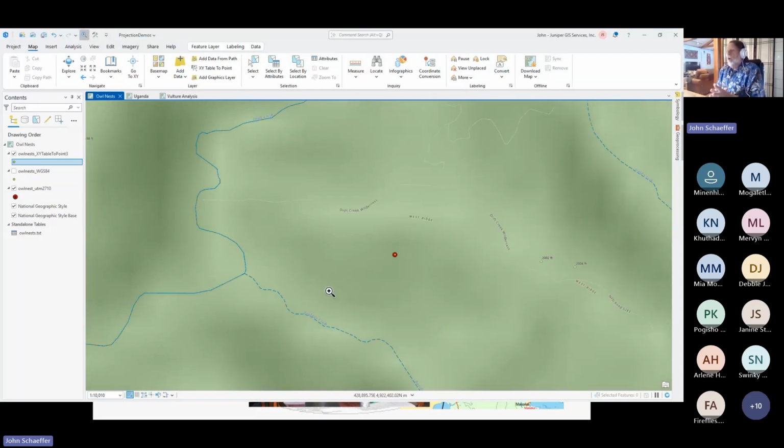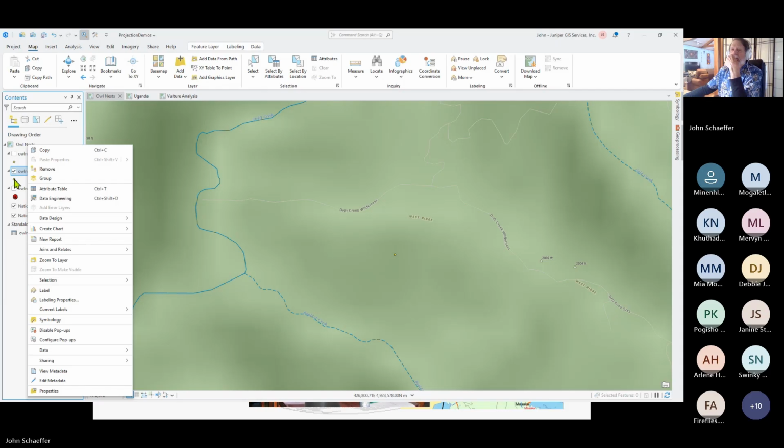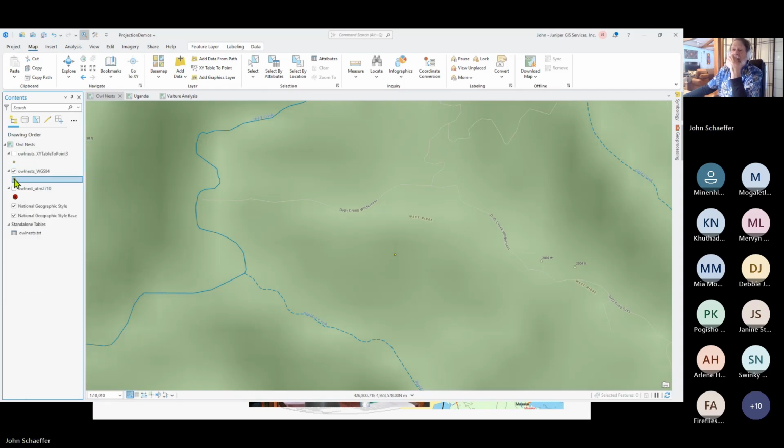So once your transformations are set, anything that involves the transformation, like this XY Table to Point tool, honors that, okay? Now, let me show you one more trick. So let me turn off this. I'll turn on our OwlNest, and we'll just leave these. Okay, yeah, we should leave this.